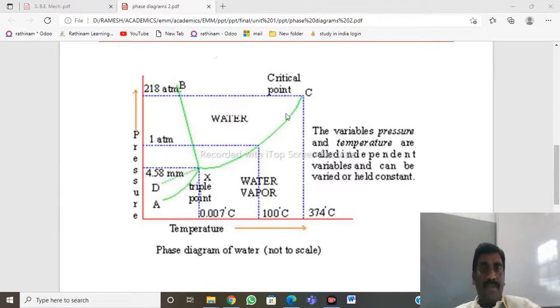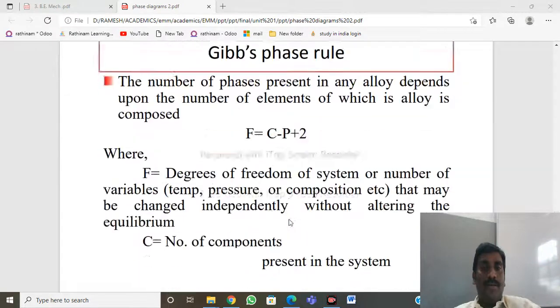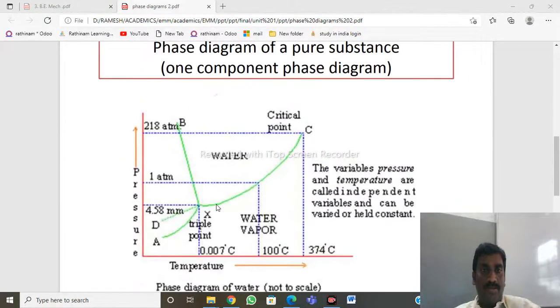If we consider this example, we are going to apply the formula to it. If we consider this triple point, what is this? This is the triple point. At this triple point, we have solid, liquid, and gas. There are three phases. Three phases are mixed at this point. That means three phases coincide at this point.